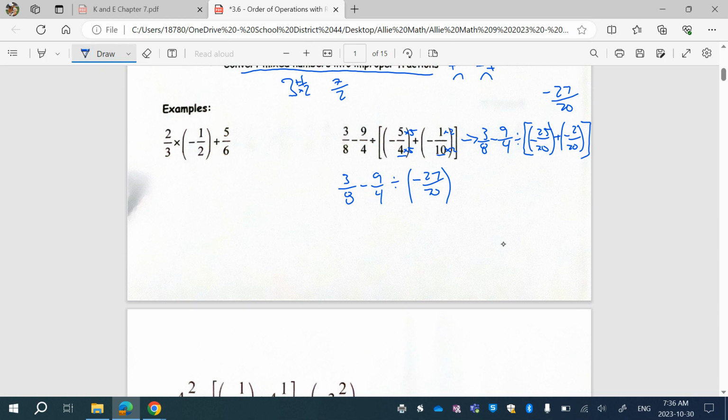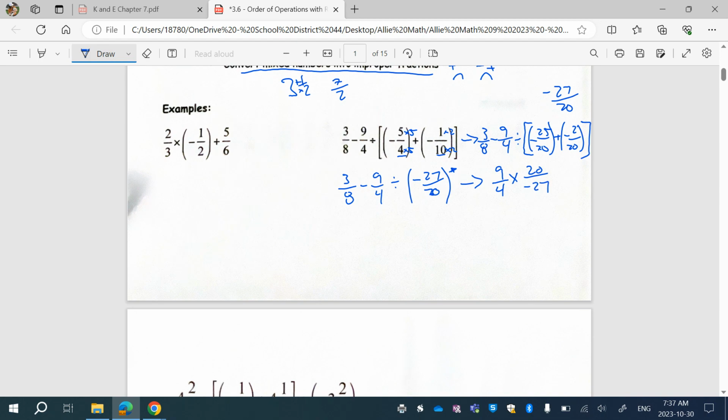And now what we can do is let's deal with our division next. So we are going to need to take the reciprocal of our second fraction, which is this one right here. So let me rewrite the part we're going to do next. So 9 over 4 times 20 over negative 27.